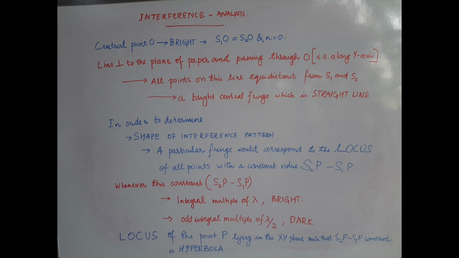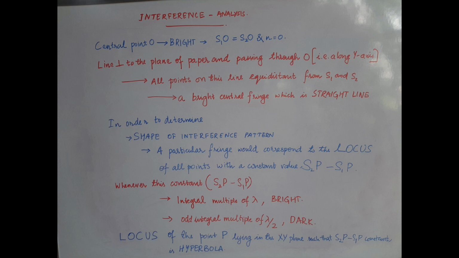It depends on two conditions. Whenever this constant S2P minus S1P is an integral multiple of lambda, we get a bright fringe. If it is an odd integral multiple of lambda by 2, we get a dark fringe. Generally, the locus of the point P lying in the xy plane such that S2P minus S1P is a constant gives a hyperbola. So this is a hyperbolic structure in general.